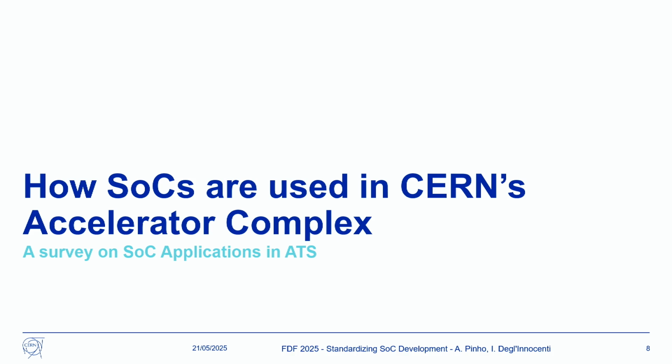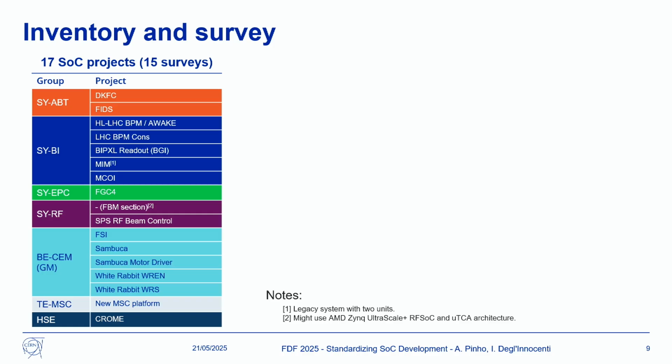So we did a survey in 2023 in which we started gathering all information about systems on chip at CERN. Here you find a list of all the projects that came out from this survey, including R&D projects, first developments, but also some early adopters of the technology.